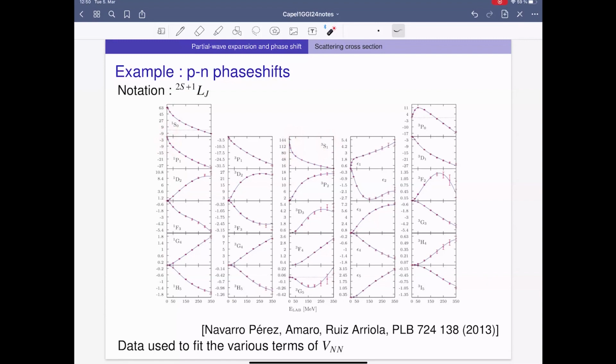When you go to higher, for example, if you start here from the S wave, you see a significant change in the phase shift, about 90 degrees or so over 300 MeV. If you go, on the other hand, to the last one here, which is an I wave, L equals 6, you see that over 350 MeV, it changes only by 1 degree. So you really have a decrease of the phase shift when you move higher in partial waves.